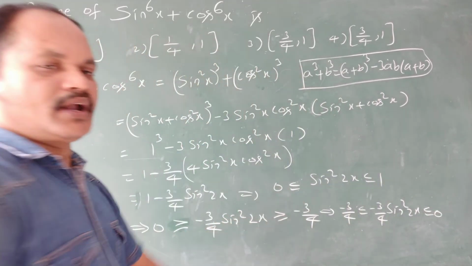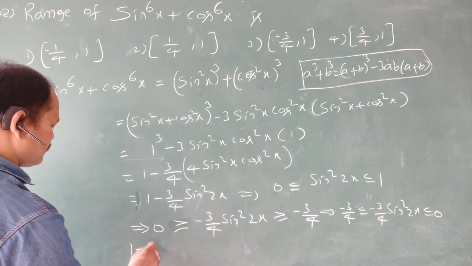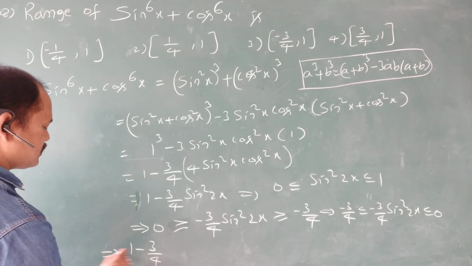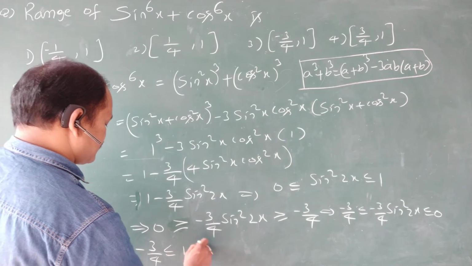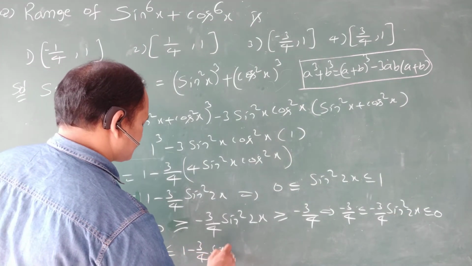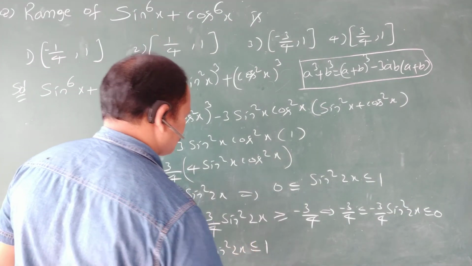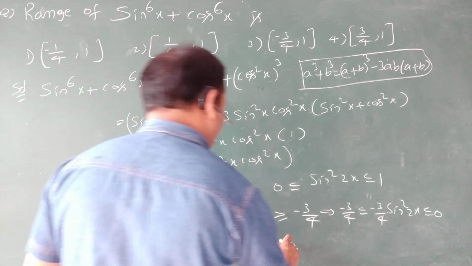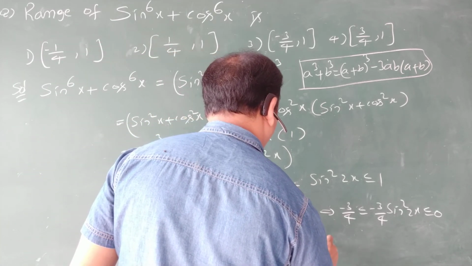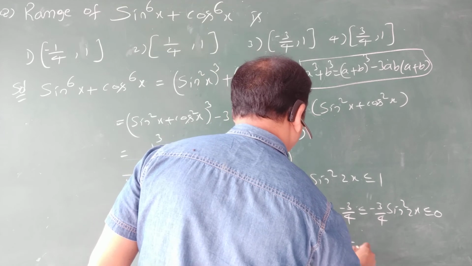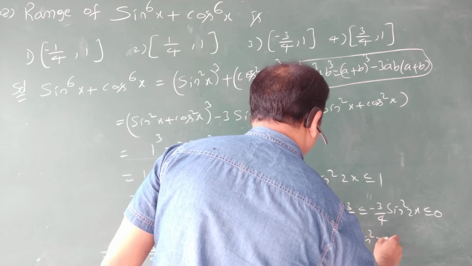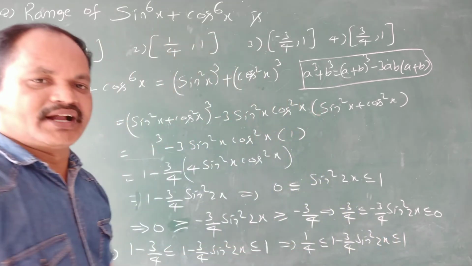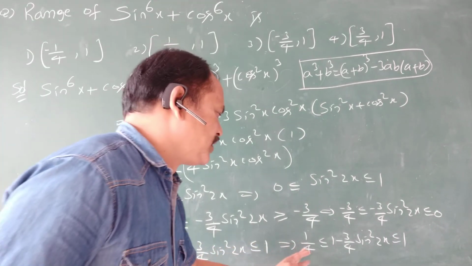Now I add 1 on both sides, then 1 minus 3 by 4 is less than or equal to 1 minus 3 by 4 sin square 2x less than or equal to 1, since 1 plus 0. That's why it is 1 by 4 less than or equal to 1 minus 3 by 4 sin square 2x less than or equal to 1. That's why the range of the function is 1 by 4 to 1.